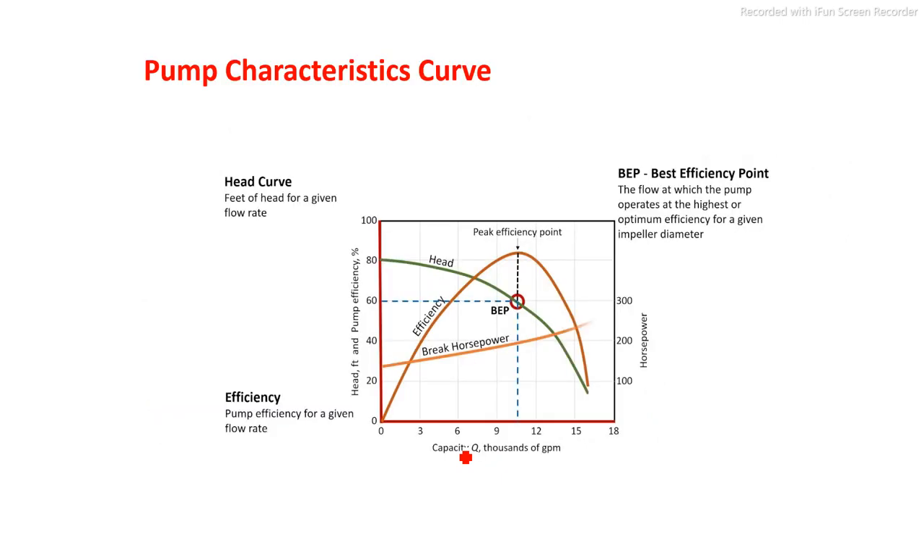Next is the pump characteristics curve. This has also been repeatedly asked, so you just have to go through this diagram. This is the capacity, and here is the head of the pump. This is the graph for the efficiency, this is for the brake power, this is for the head of the pump, and this is the best efficiency point, or we can say the maximum efficiency of the pump.